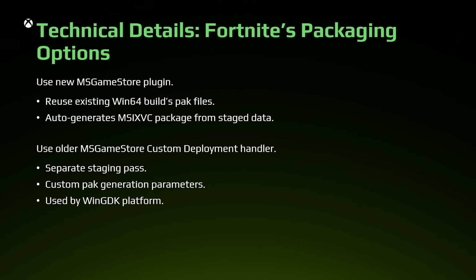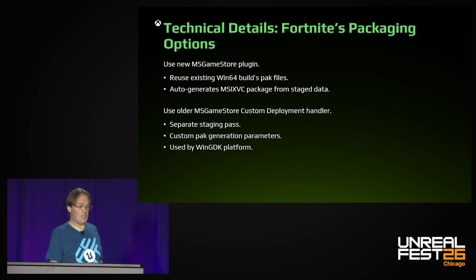The second decision that had to be made was how to manage the packaging and package generation. We could use the new MS Game Store plugin. This would allow us to reuse the existing Win64 builds' pack files, and the plugin automatically generates the MSI XVC package from the stage data. The alternative would be to use the slightly older MS Game Store custom deployment handler. This offers a separate staging pass and has custom pack generation parameters, and it's what the Win GDK platform is built on top of.